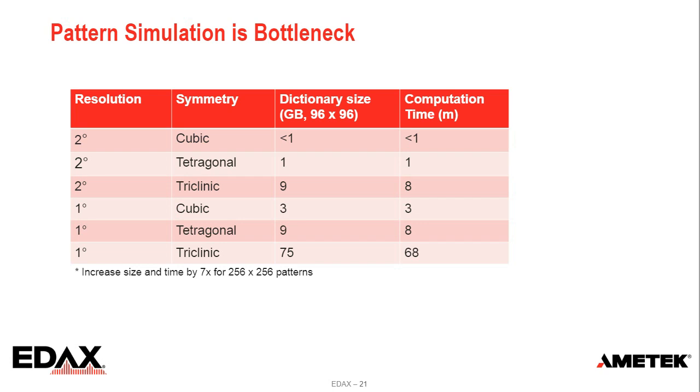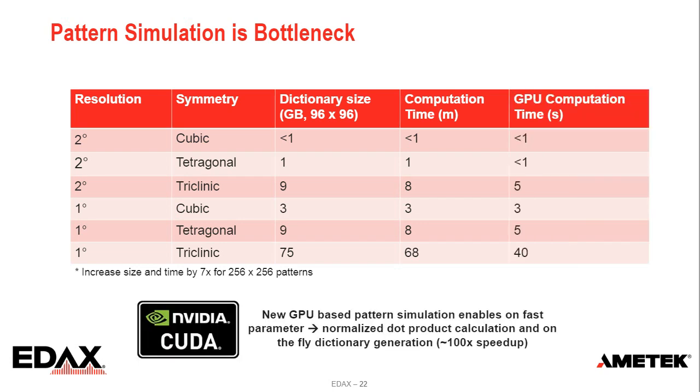So what we have now, that is hopefully going to be available in the next couple of months, is a GPU implementation of pattern simulation, which gives you a factor of about 100 speed up. Obviously it's not going to decrease the size of the dictionary, but even this 1-degree no symmetry dictionary, you can generate the whole thing in about 40 seconds. So it's fast enough that you don't have to store anything on the disk, and you can just generate things on the fly.